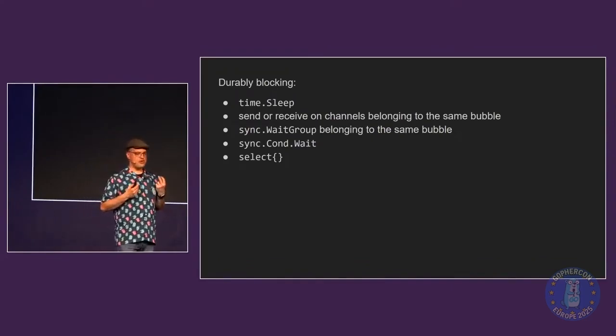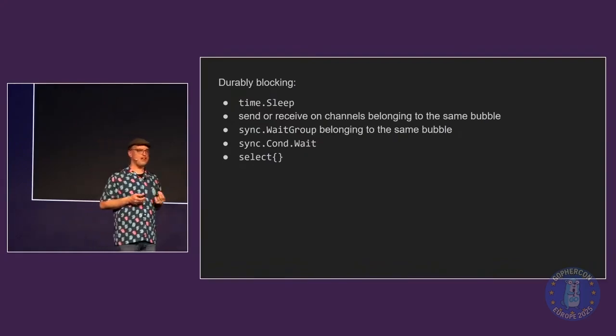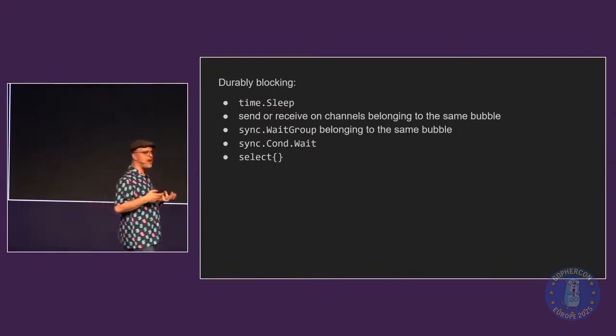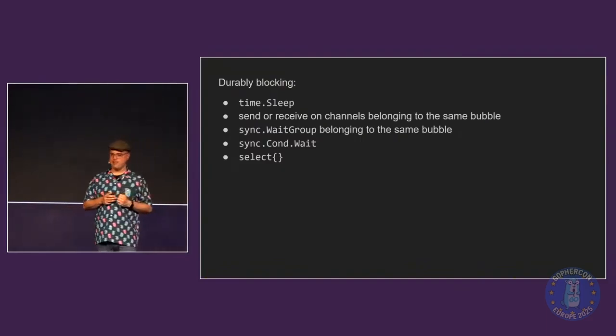The rule is that a goroutine is durably blocked when it is blocked, and we can guarantee that it can only be unblocked by another goroutine within the same bubble. And in cases where it's possible to try to wake up a goroutine from outside of its bubble, we panic, usually fatally. For example, it's an error to operate on a bubbled channel from outside of its bubble.